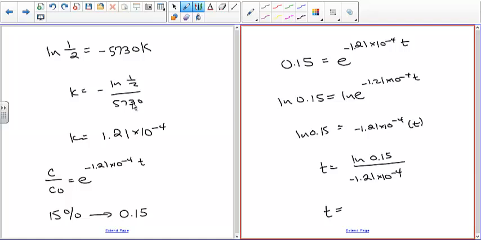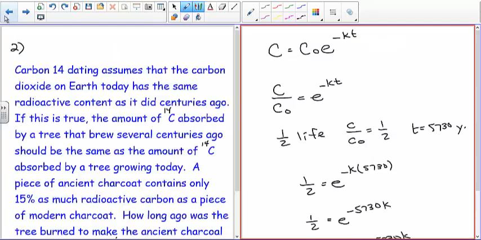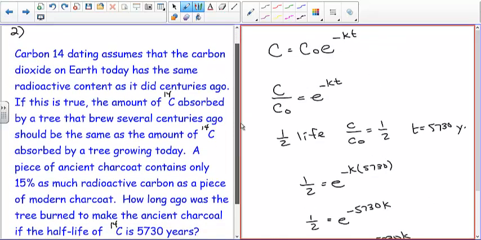So natural log of 0.15 divided by negative 1.21 times 10 to the minus 4. And so the time is 15,700. I'm going to round it off, years, which is more than 11,000. So that worked out okay. So I'll make sure I've answered all the questions. How long ago was the tree burned? Okay, so that's it.